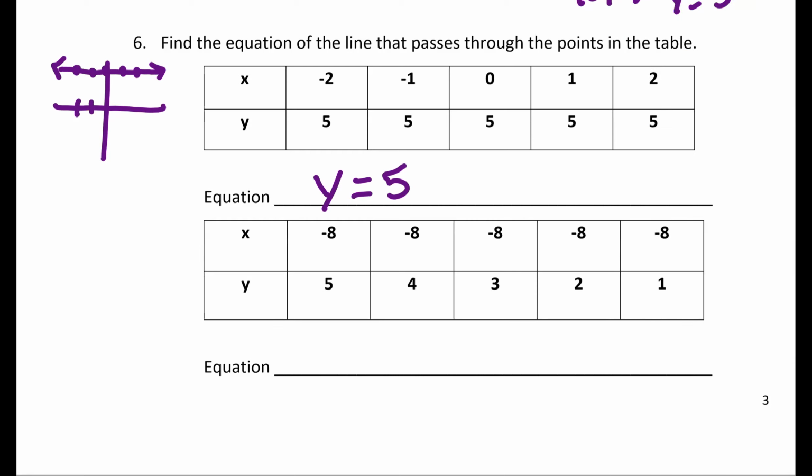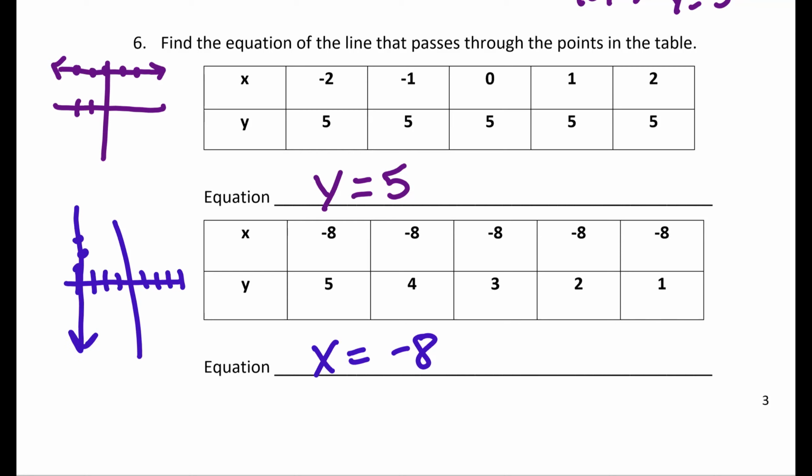The next equation, you might notice that the x values are all the same. So the equation of this line is x is equal to the x value, which is -8. If you sketch a graph of this, if I count by 2s, if x is at -8 and y is 5, and then y is 4, and so on, you can see that this is a vertical line.